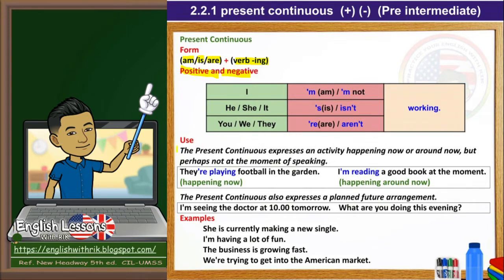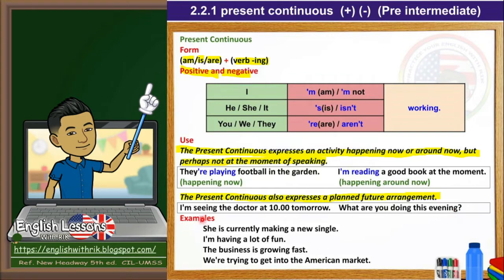Use. The present continuous expresses an activity happening now or around now, but perhaps not at the moment of speaking. They're playing football in the garden. I'm reading a good book at the moment. The present continuous also expresses a planned future arrangement. I'm seeing the doctor at 10 o'clock tomorrow. What are you doing this evening?